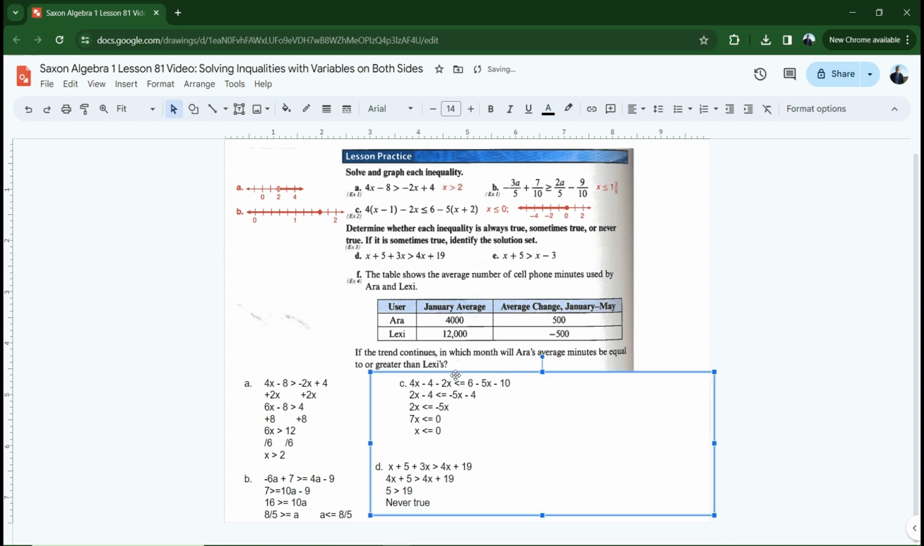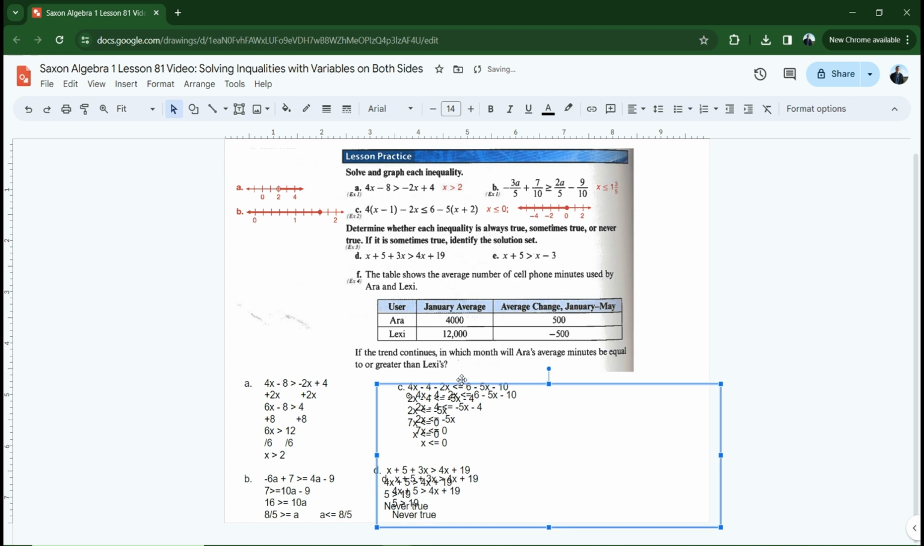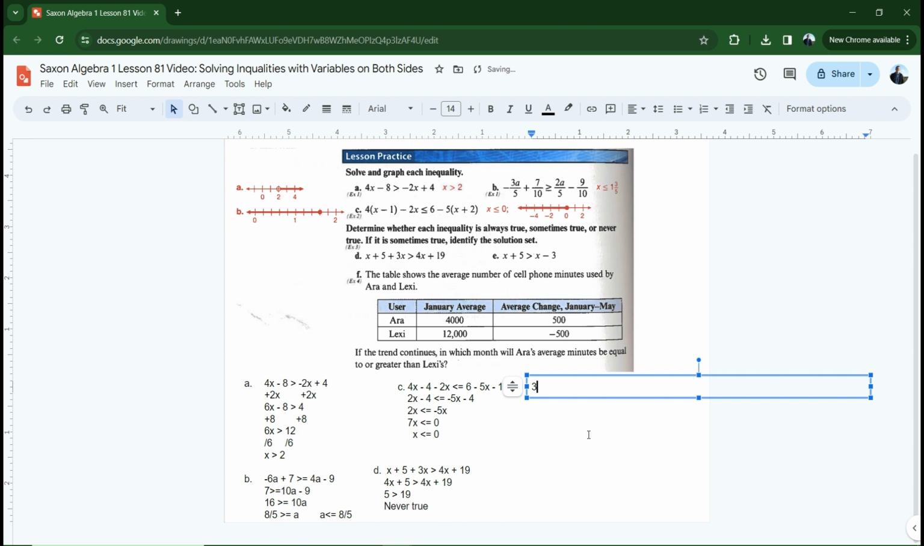Okay. Let's take a look at letter E. Same situation, except this time we have x plus 5 is greater than x minus 3. x on both sides. That's kind of a problem. Let's see what happens. Subtract the x from both sides. You get 5 is greater than negative 3.